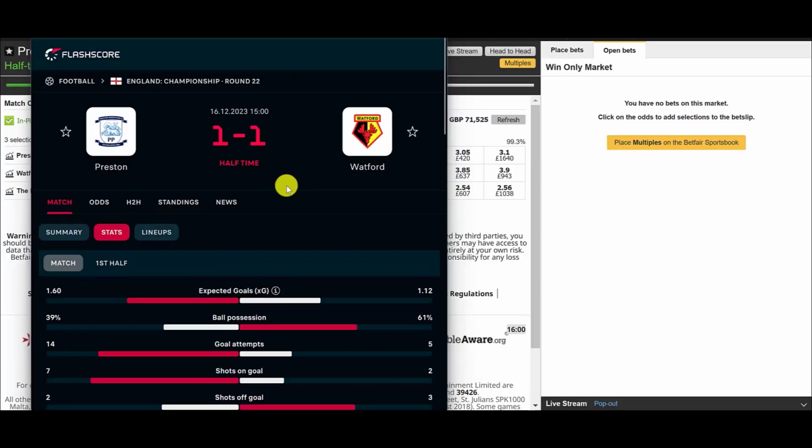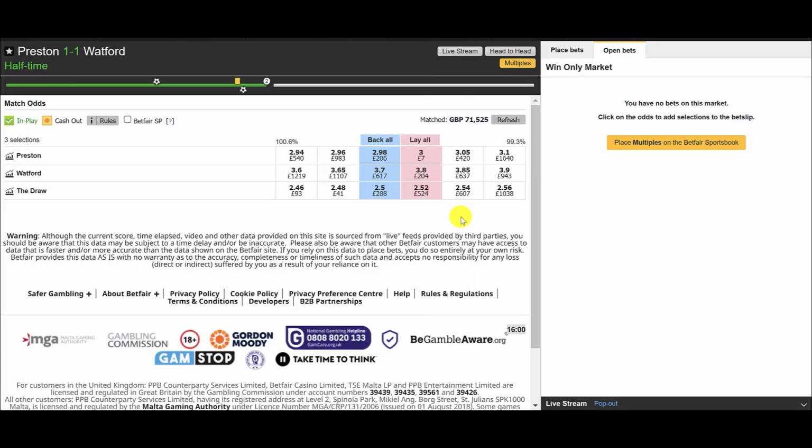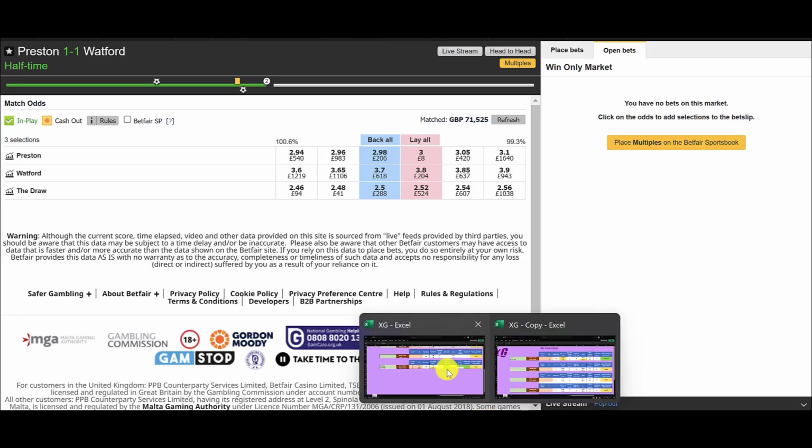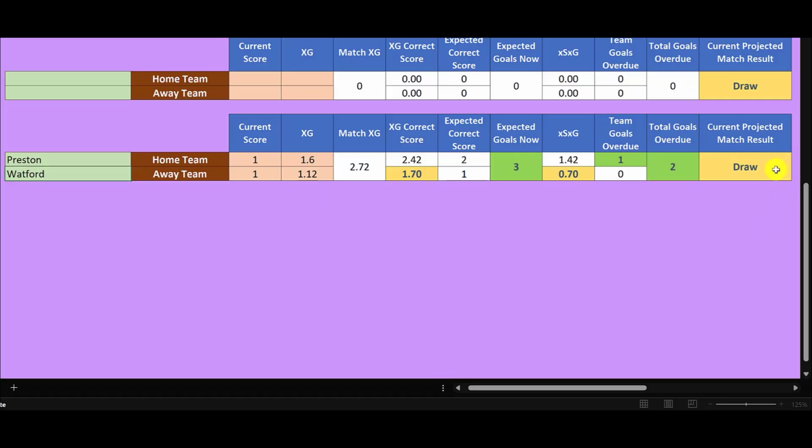So half-time in a match here from the English Championship, where it looks like there could be a bit of an opportunity on this one. You can see it's Preston Watford. It's kind of an even market. And anyway, look, we plugged in the numbers on this one. So the projected match result is still a draw. So there's probably no action to take on the match odds market.